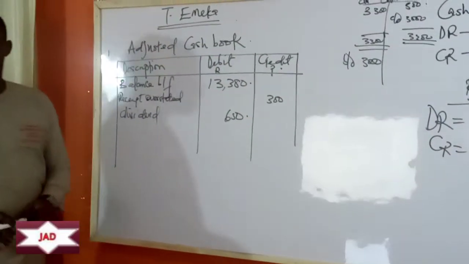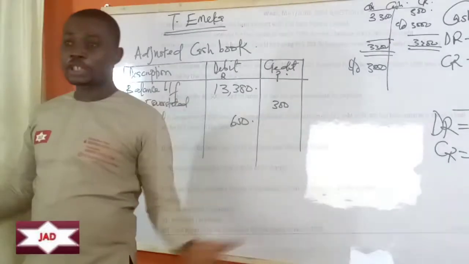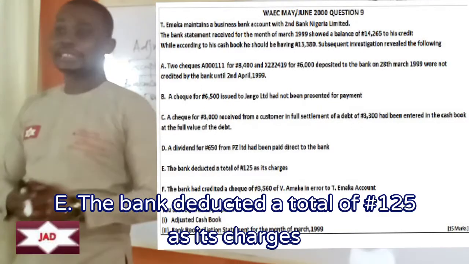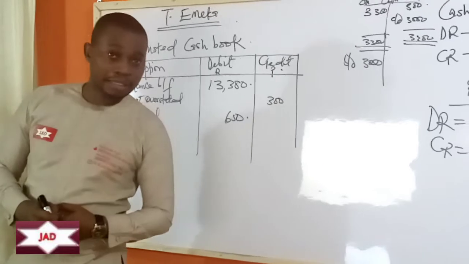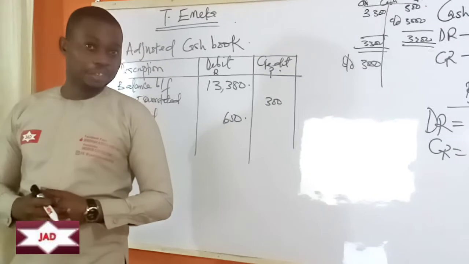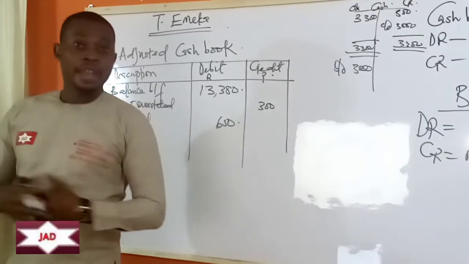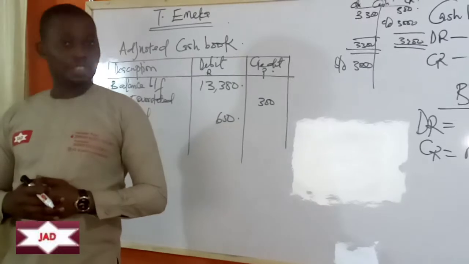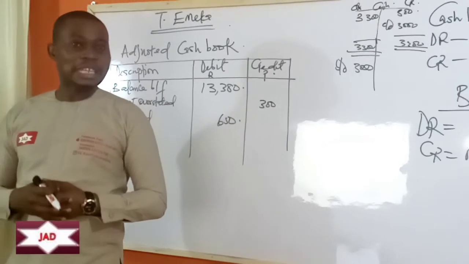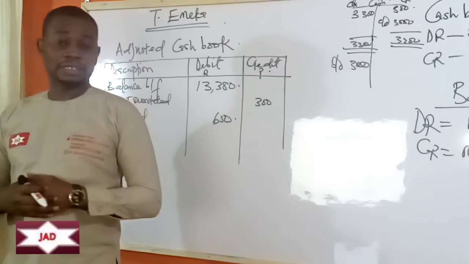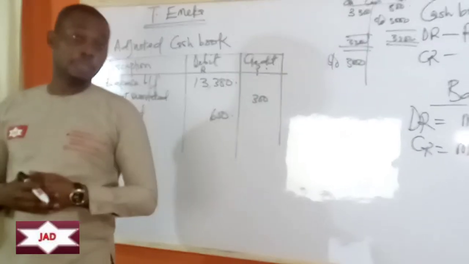650 naira. So the next one says the bank deducted a total of 125 naira as its charges. That's bank charges. So the bank has debited the bank statement. That means Emeka is paying for bank charges. And remember, when you pay out of your cash book, you're crediting. When you receive, you're debiting. So if Emeka is paying bank charges, that means the cash book has to be credited. But he has not done that because he has not received the bank statement to know the bank charges.